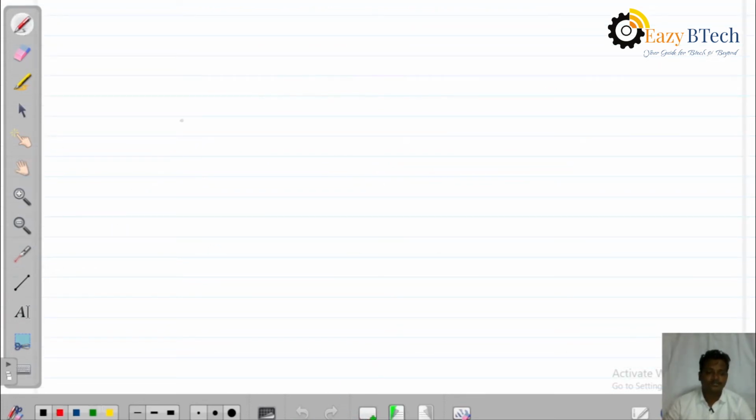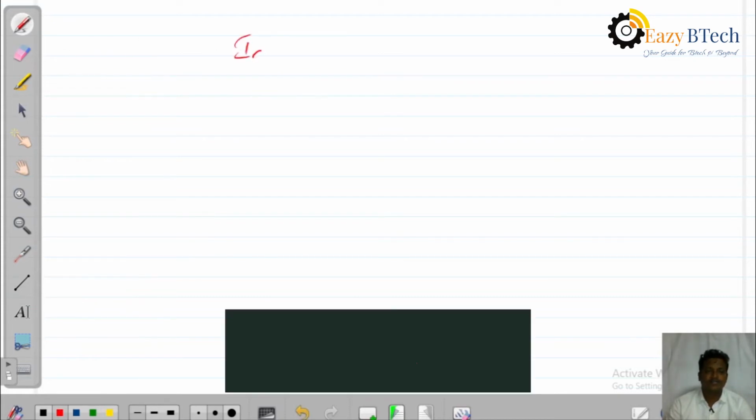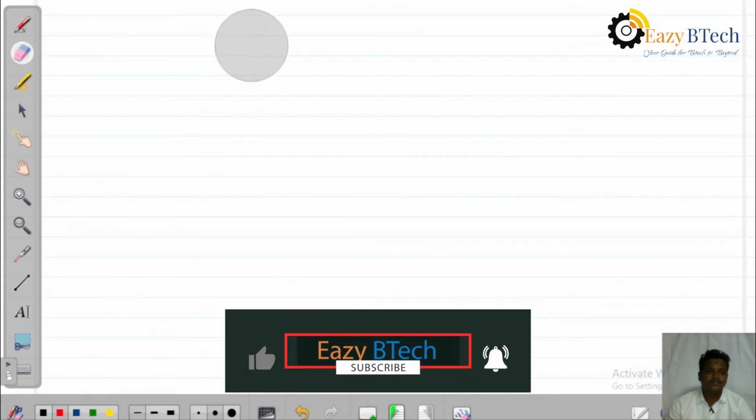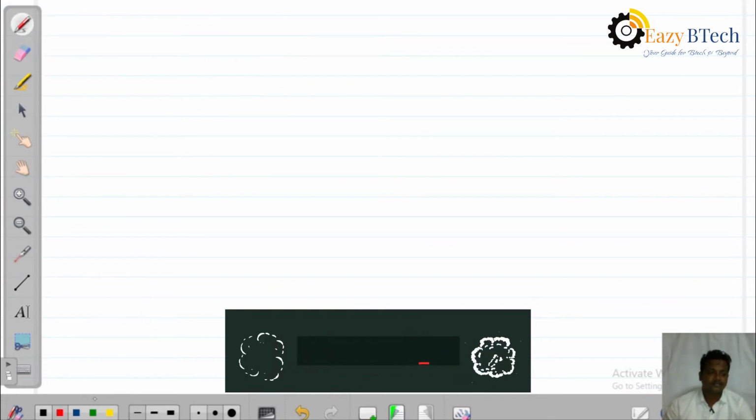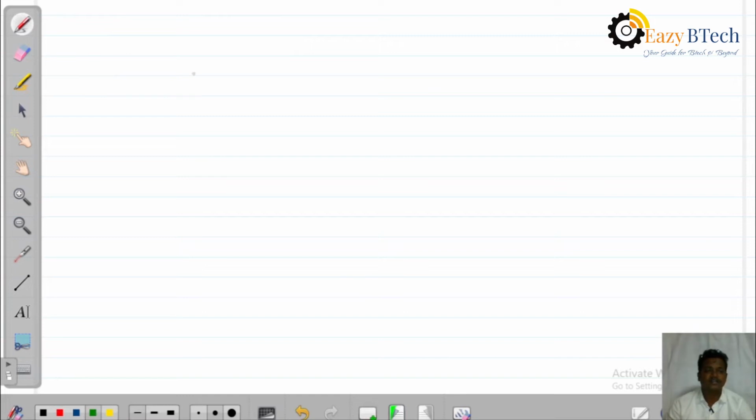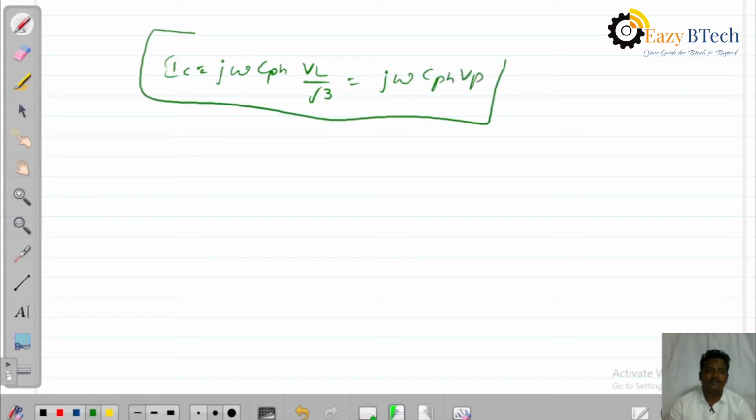The problem also asks us to calculate the charging current for the three phases. The charging current expression is IC equals j omega C phase VL by root 3, which is j omega C phase V phase. Keep this in mind, since they are asking for the charging current also. We will see the problem on capacitance calculation.